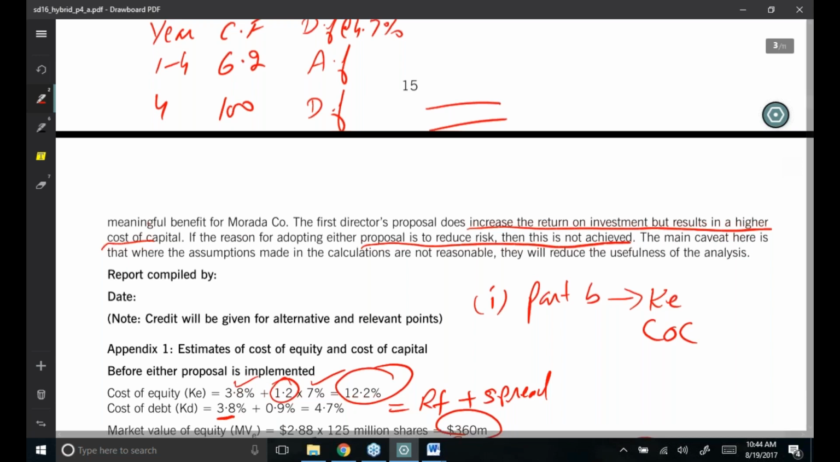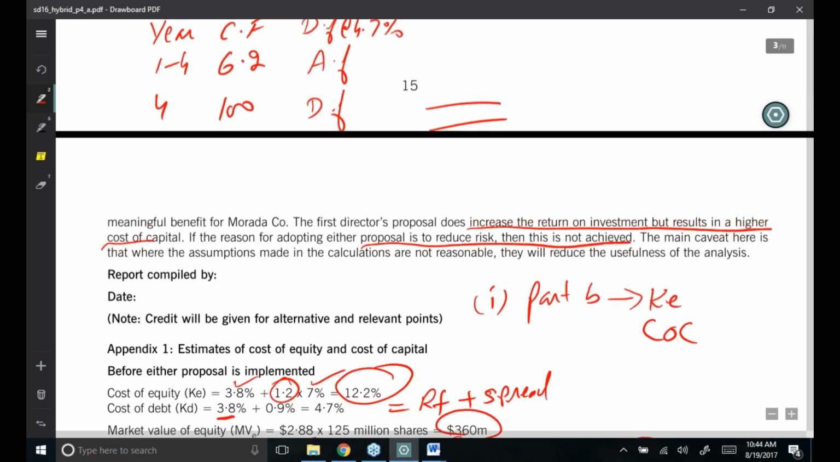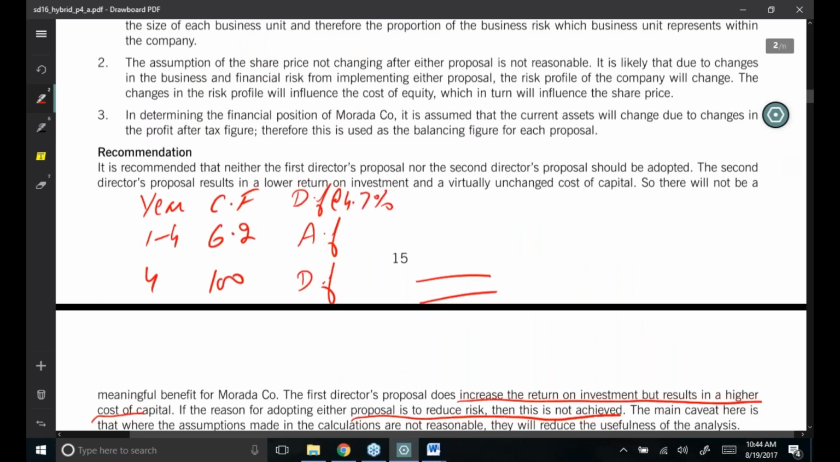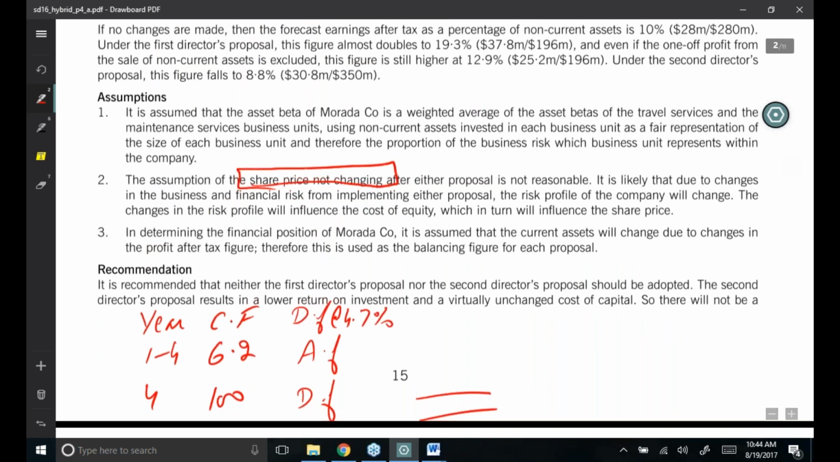The main caveat here is that where the assumptions made in the calculation are not reasonable, they will reduce the usefulness of the analysis. And what are the assumptions? The main assumption is that share price will not change. Obviously, it's not possible that you are selling part of your business, and also acquiring a new business, and your share price will remain the same. So that's how we are going to tackle this question.